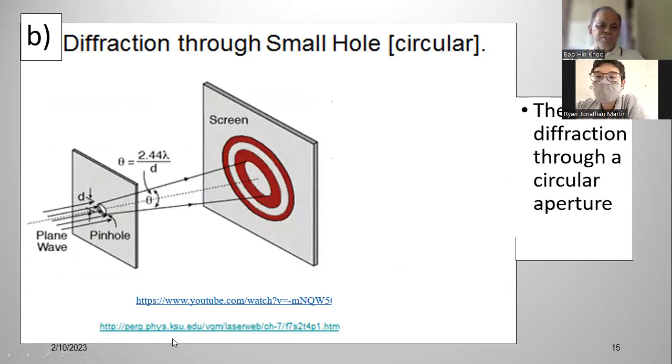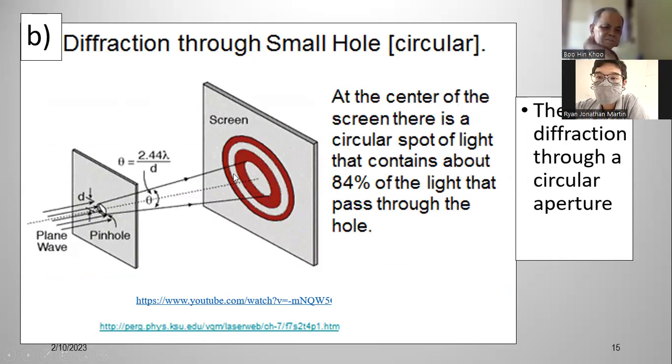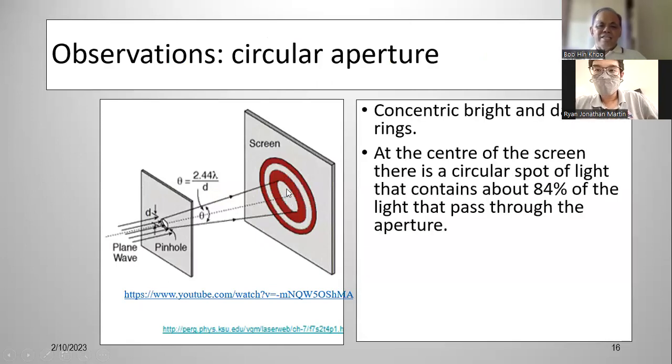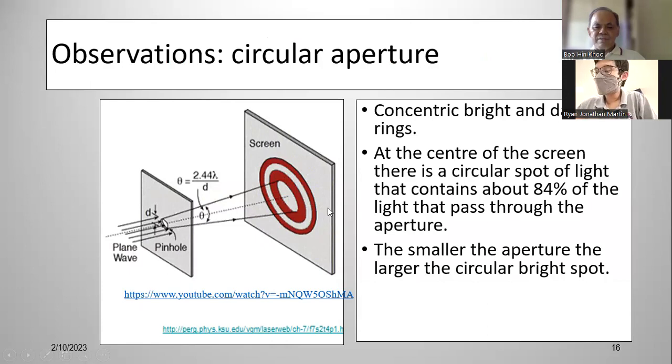I will use a circular aperture. That's why you see diffraction through a circular aperture. 84% of the intensity is here. The rest will be here. More than that, we are not interested in it because the intensity is too low. We call that concentric rings because the center is the center of the circle. The smaller this gap, the greater will be this diameter. This is just for your info. We will probably use that only in A2. Other than AS, we're not interested in that.